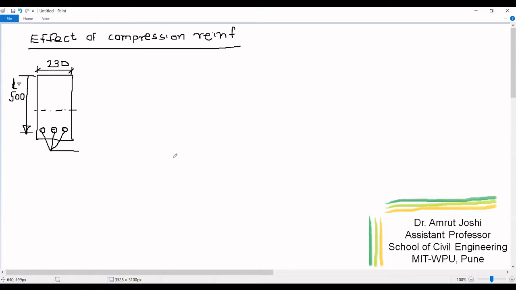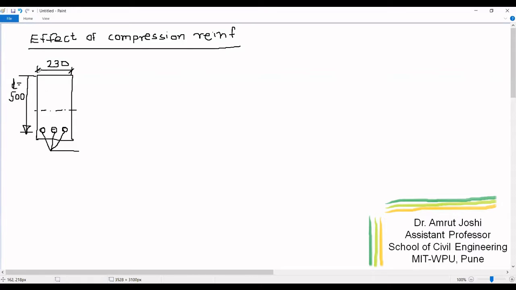Hello viewers. So till now we have learned how to analyze under reinforced and over reinforced and balanced sections of RCC beams. Now let us perform an interesting thought experiment where we are going to provide reinforcement on compression side along with the reinforcement on tension side. So today we are going to discuss the effect of this compression reinforcement on moment carrying capacity of a beam.